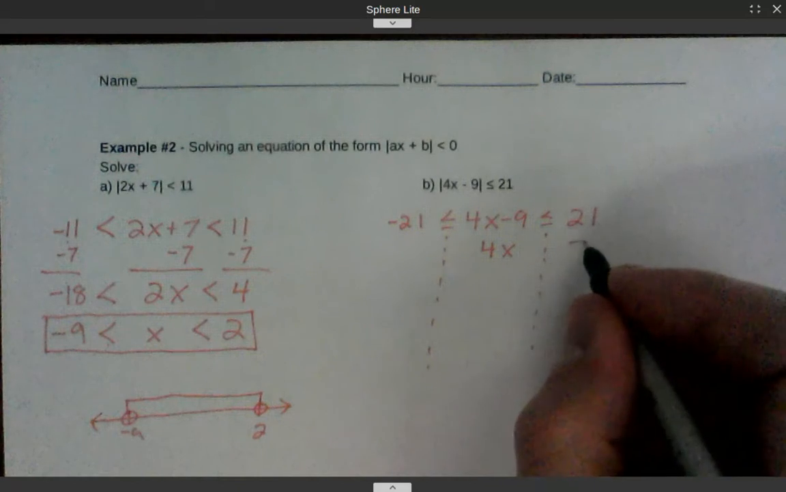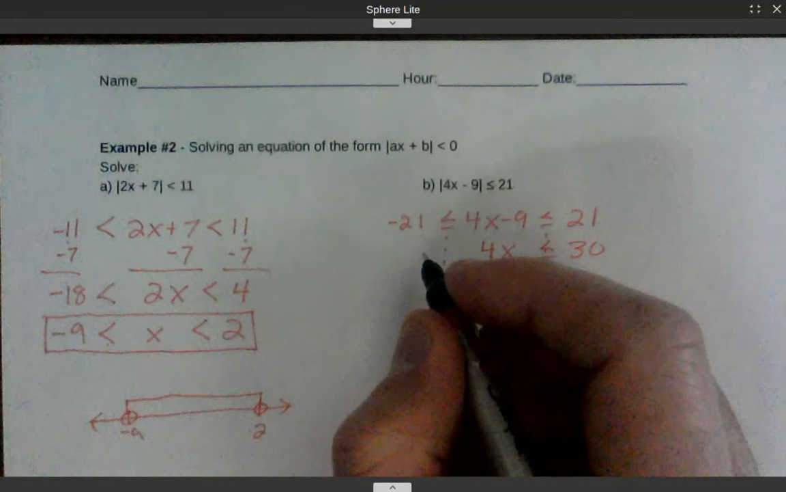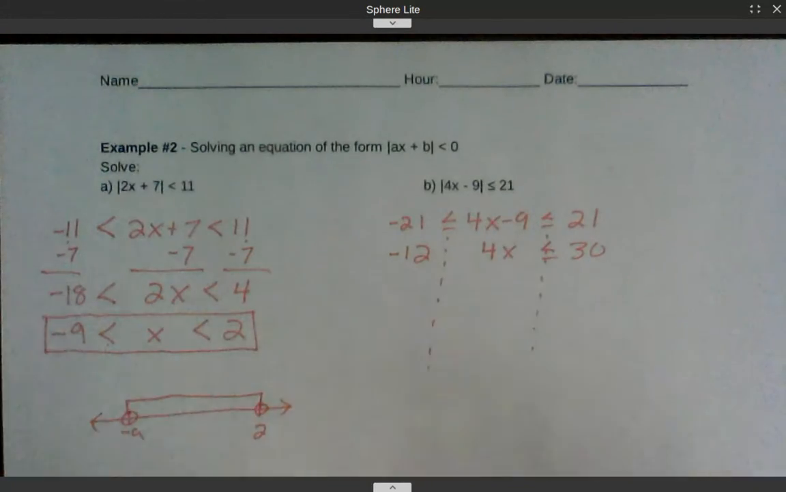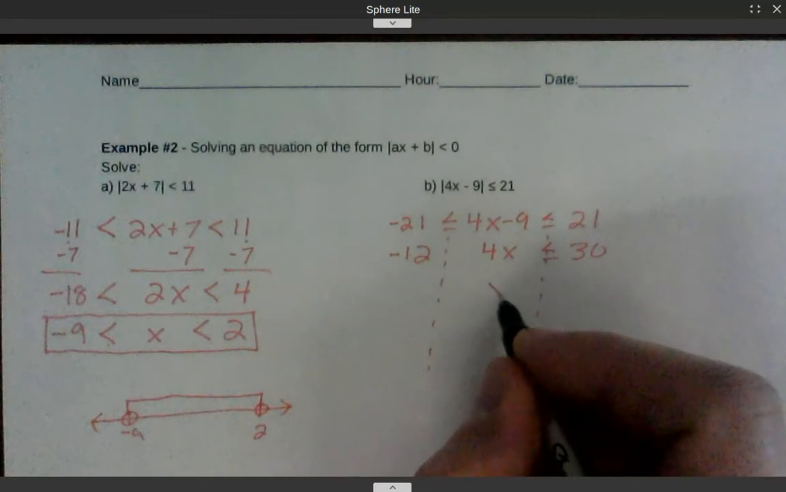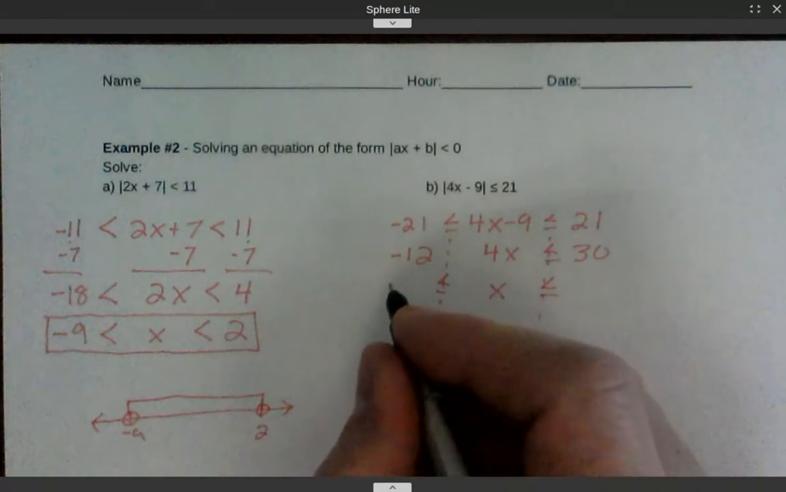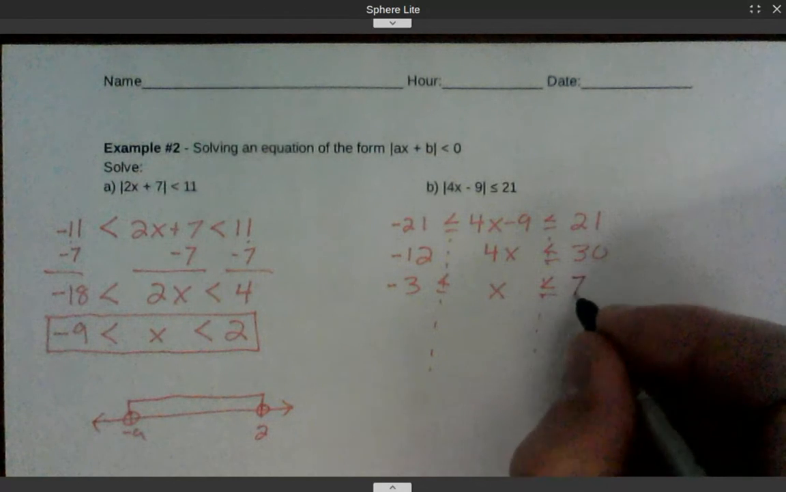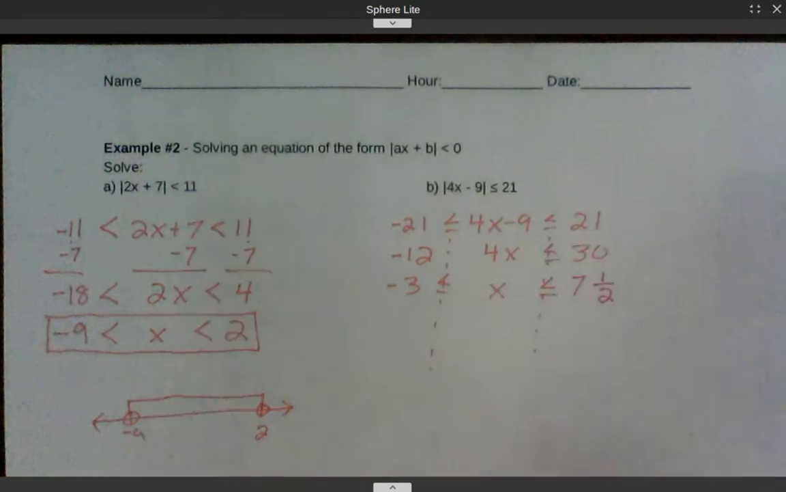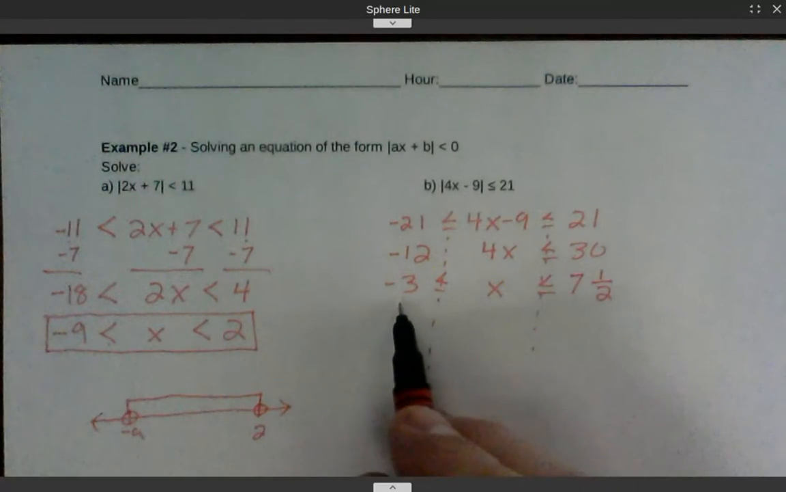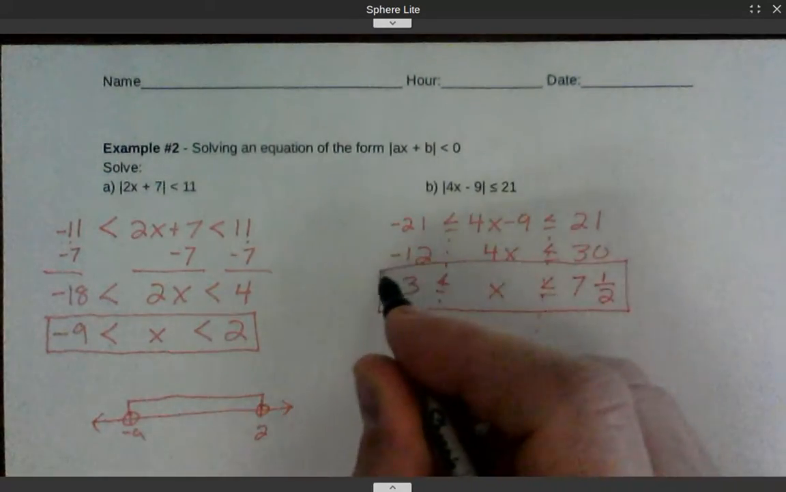So 21 plus 9 is 30. Keep my sign going the same way. Plus 9 over here. Negative 21 plus 9 will give me negative 12. Then I'm going to divide by 4. So I will have negative 3. And this will be 7 1/2. All right, so the bigger number is being eaten, the smaller number is not being eaten. So we know, again, this is an example of an AND statement.